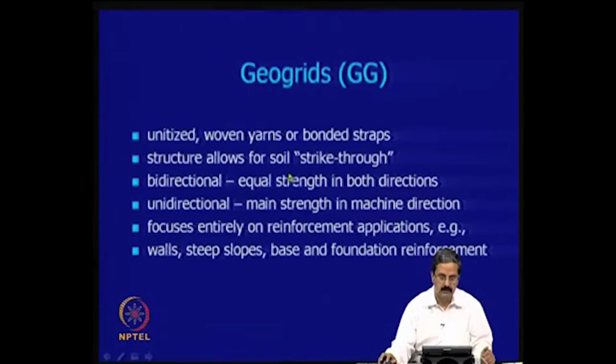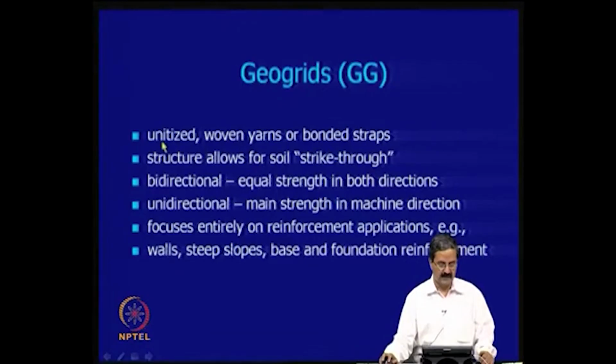Geogrids are a special type of material made of unitized woven yarns or bonded straps. The structure allows for soil strike-through, in the sense that there is soil-to-soil contact as well as soil-to-grid contact. They are bidirectional, in the sense that I just mentioned, equal in strength in both directions, which is quite useful in the case of bearing capacity problems. Unidirectional has its main strength in the machine direction.